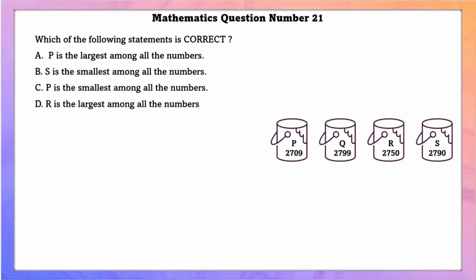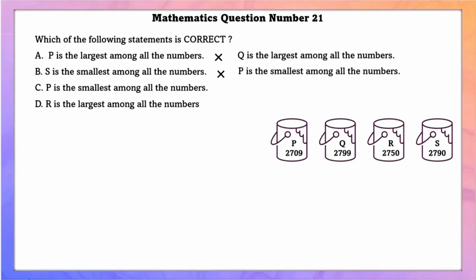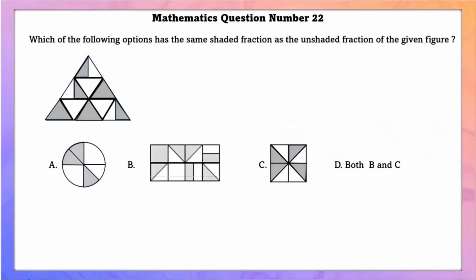First one, P is the largest among all the numbers. False. Q is the largest. S is the smallest among all the numbers. False. P is the smallest. P is the smallest among all the numbers. Yes, this is true. R is the largest among all the numbers. False. Q is the largest among the numbers.